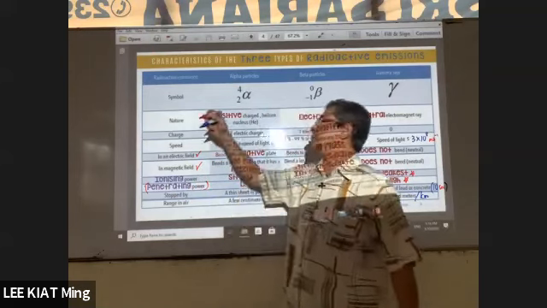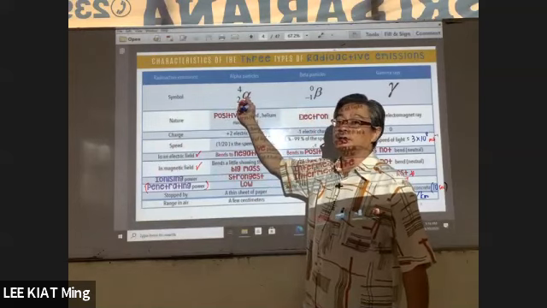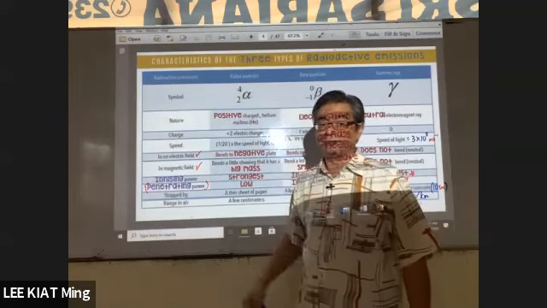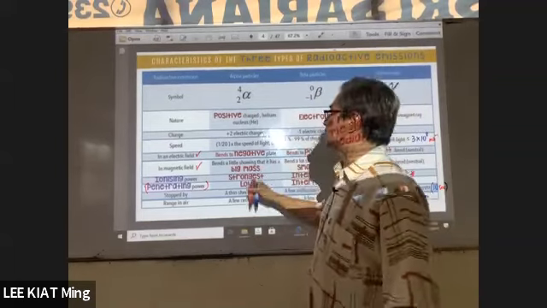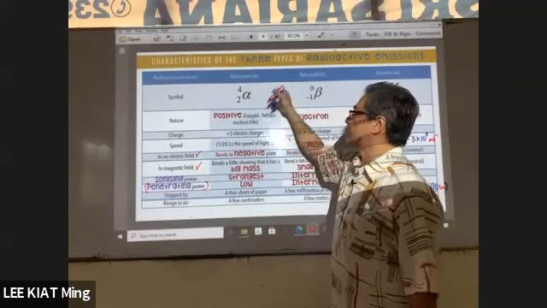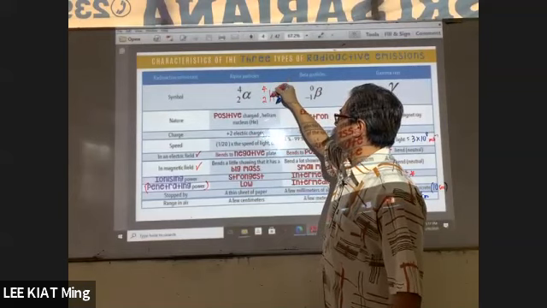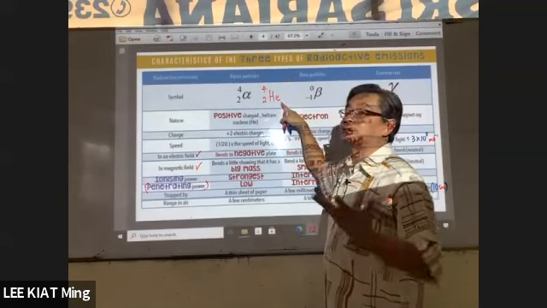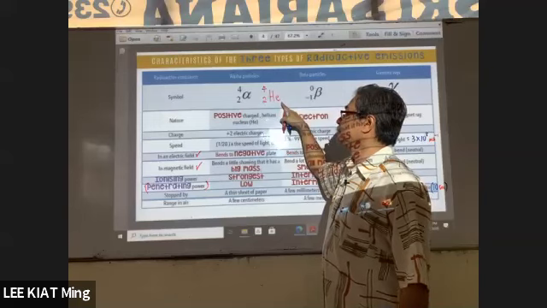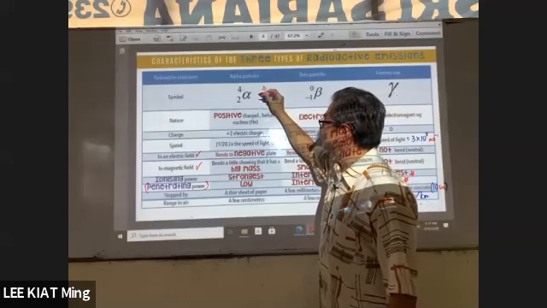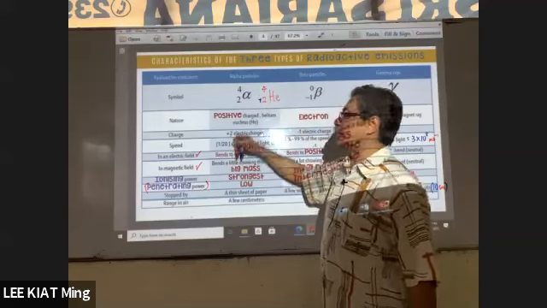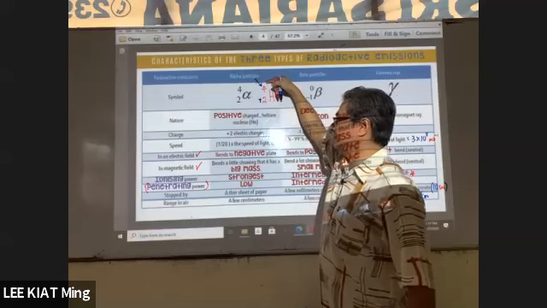Let's take a look at alpha. The name is alpha. It's actually the nucleus of helium, and we write it as 4-2-He. So He, the nucleus of helium. It has a positive 2 charge. That's why you see positive 2. This is the mass number. That's why it's quite heavy.